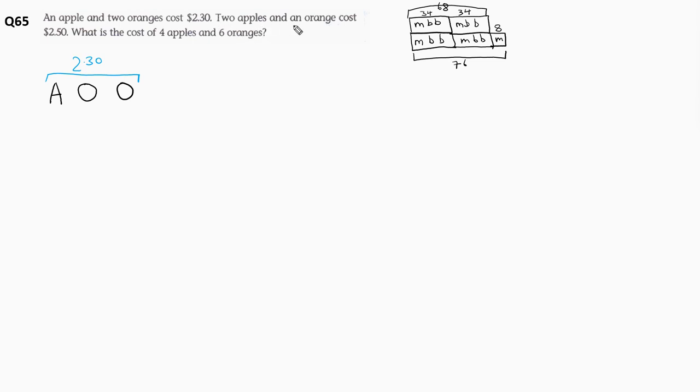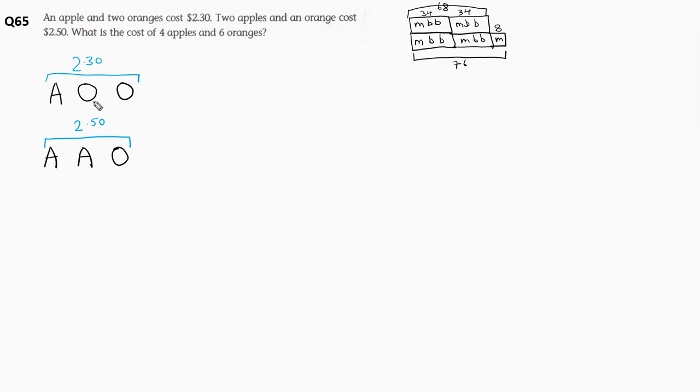Okay, what else do we know? Well, we know that two apples and an orange cost $2.50. Okay, right. Well, how could we use multiples of groups, or how could we sort of rearrange these things so that we can start to give a value to a difference?